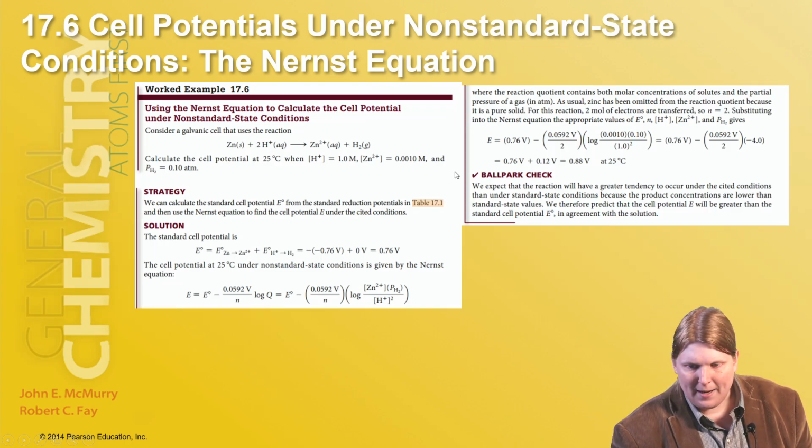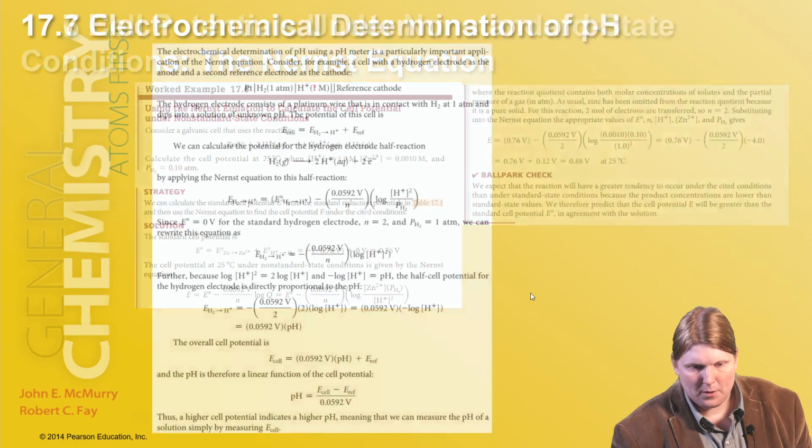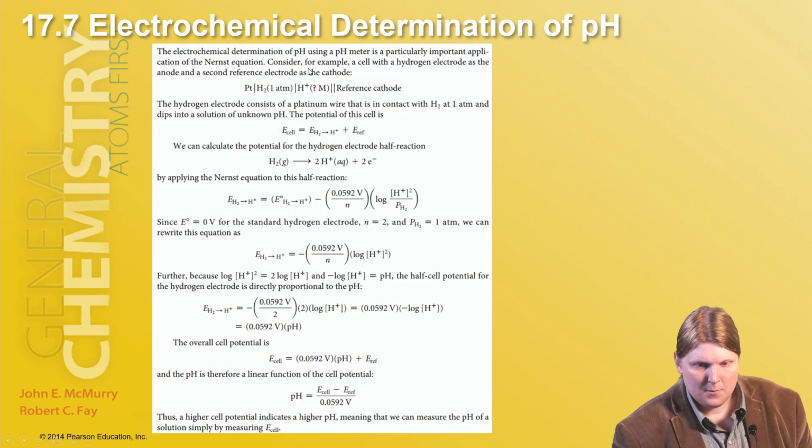So we expect that if the cell is not at equilibrium and the forward reaction is favored, then there will be a voltage generated. And we could measure this with a voltmeter and confirm it if we built the cell.